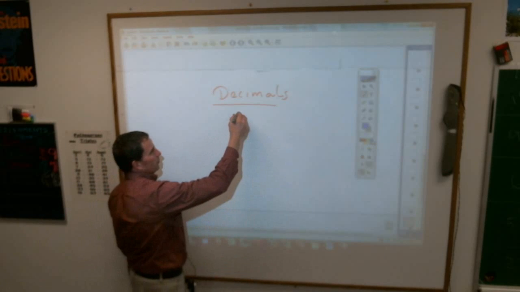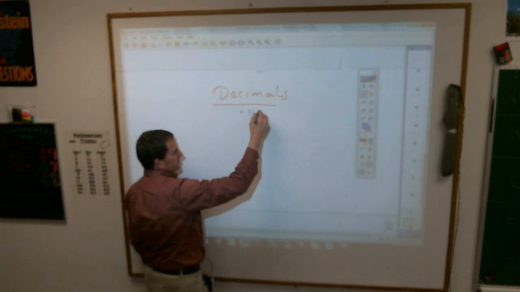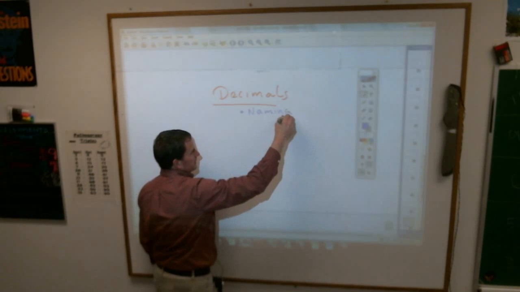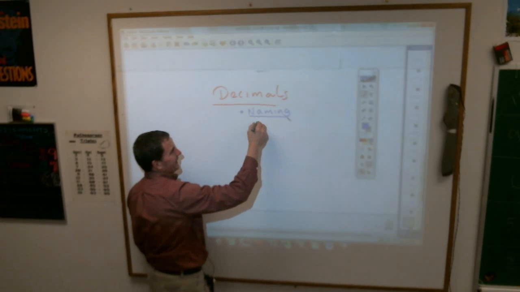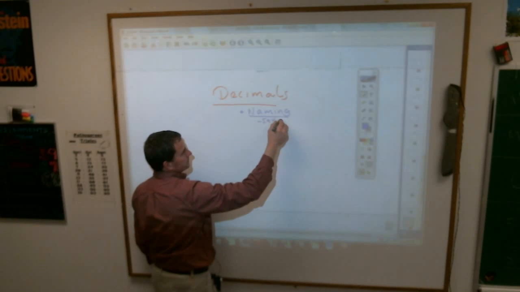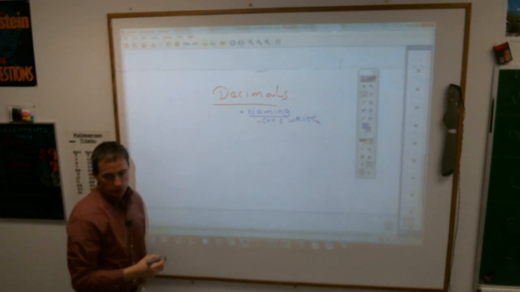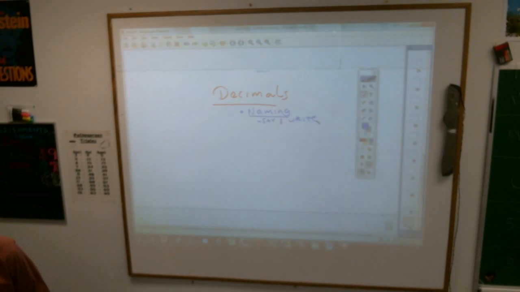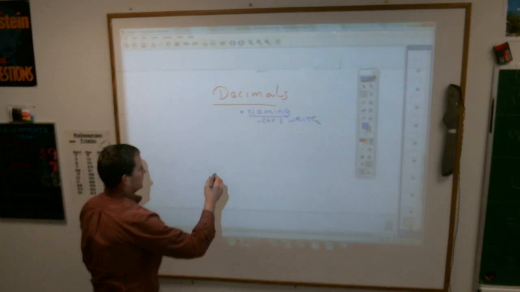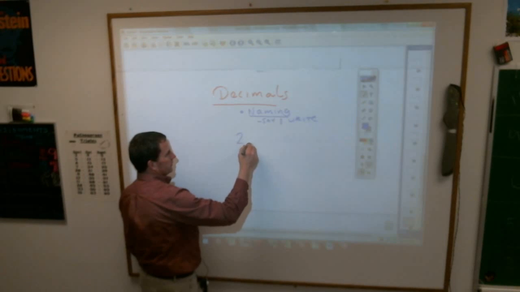A couple things today. One of them is naming decimals, which means how do you say them and how do you write them. And I will give you the long, drawn-out, long teacher version. It's really not as bad as maybe it seems. Write down this example.